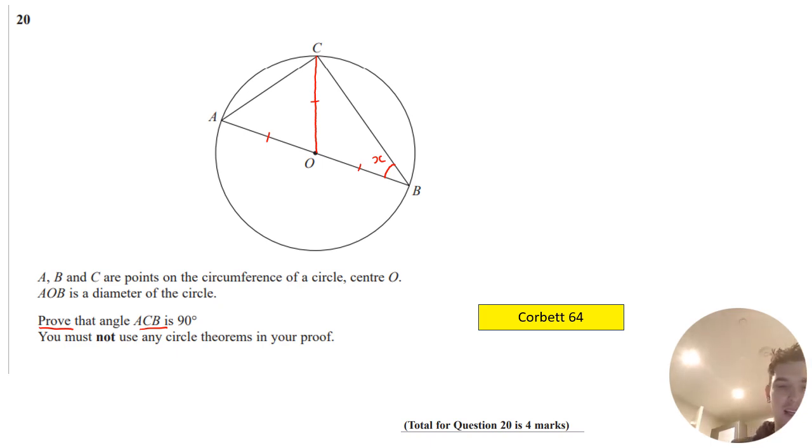Okay, so if that angle is x, what other angles can you find? Well, you can see that I've got an isosceles triangle here. So I know, because base angles in an isosceles triangle are the same, that this angle here is also x. So I'm going to say base angles in an isosceles triangle are the same.